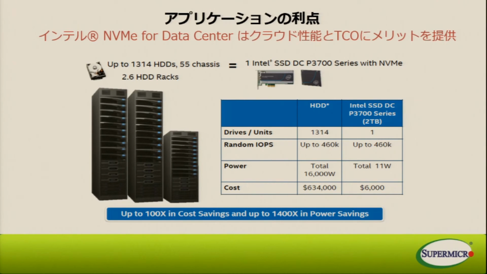Here's another example based on the drive itself. Some Intel tests show that one NVMe drive, this model, the P3700, has IOPS equal to 1,314 hard disk drives. So think about the entire space reduction: you have a 2.5 rack reduced to only 1 small drive. And second, you save a lot of power. So this brings significant cost savings.